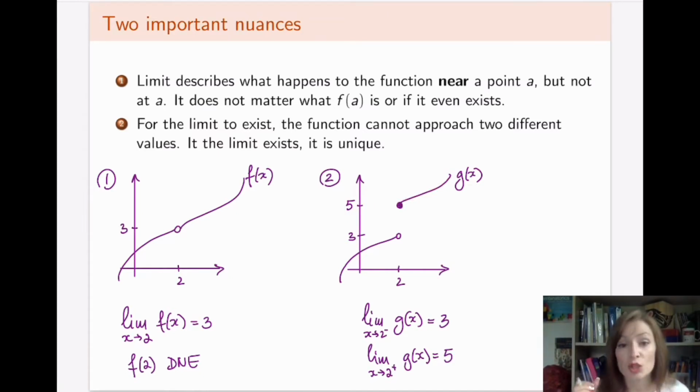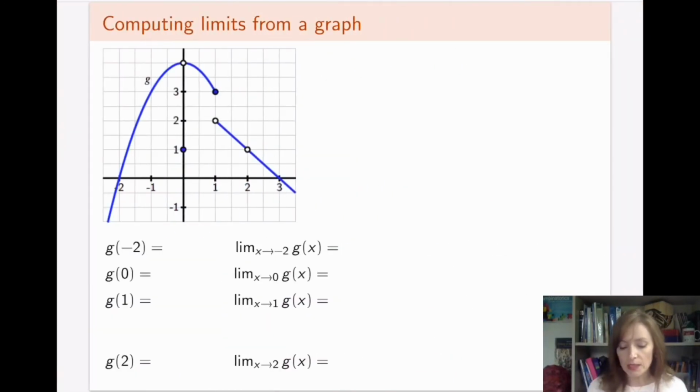And this is exactly the problem. If a limit at 2 is going to exist, it cannot be 3 or 5. If it exists, it has to be a unique number. If I'm getting 2 different numbers on 2 different approaches, that means that the limit at 2 does not exist. The limit as x goes to 2 of my function g of x does not exist. We're going to see more examples of this graphically, but these are essentially the things that you have to keep in mind going forward with limits. Let's take a look at how one would compute limits from a graph when you don't have a function formula, right?